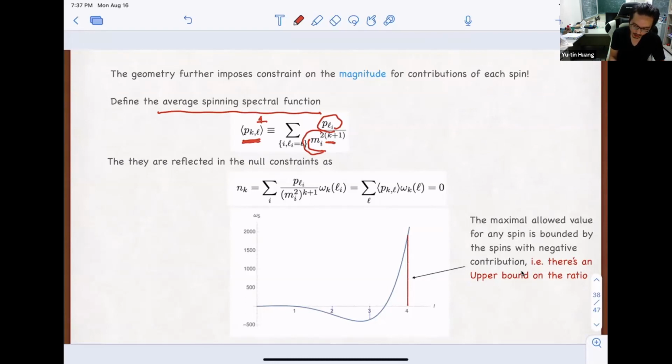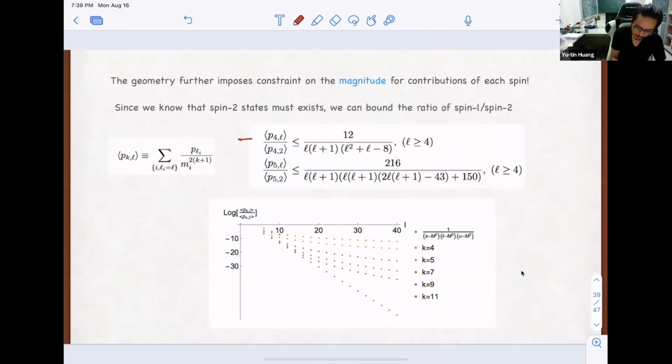So the previous null constraint can now be written very cleanly as essentially just the average spinning spectral function multiplying this polynomial. So for example, if I draw out this polynomial for this example, since I already know that I must have a spin 2 state, you immediately see, since this has to add up to 0, the spin 4 state cannot be arbitrarily large, because the contribution of the spin 4 state must exactly cancel with the spin 2 state. At most, the maximum is when it exactly cancels the negative that is coming from the spin 2 state.